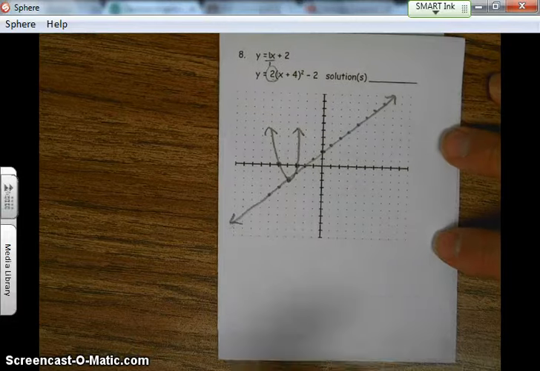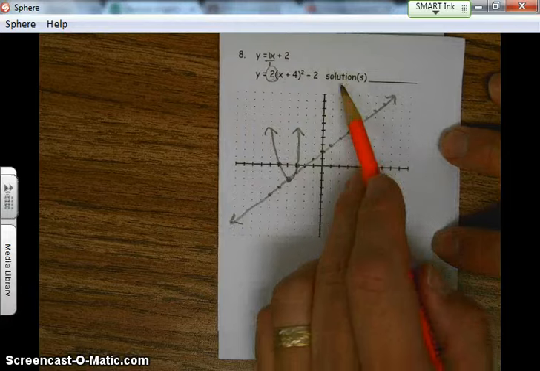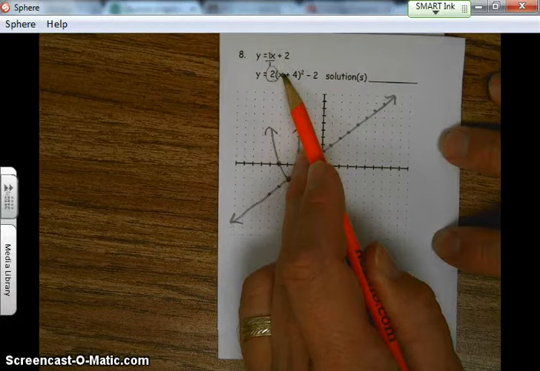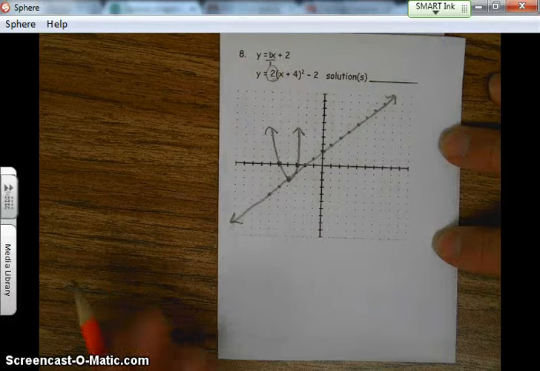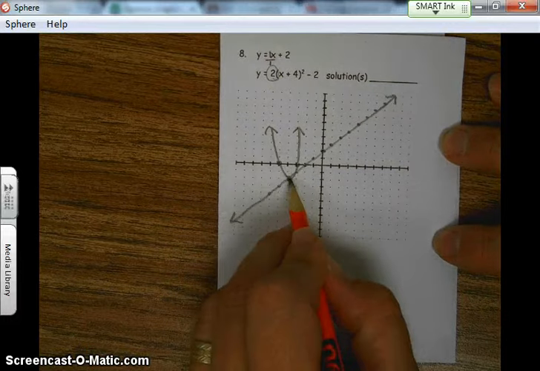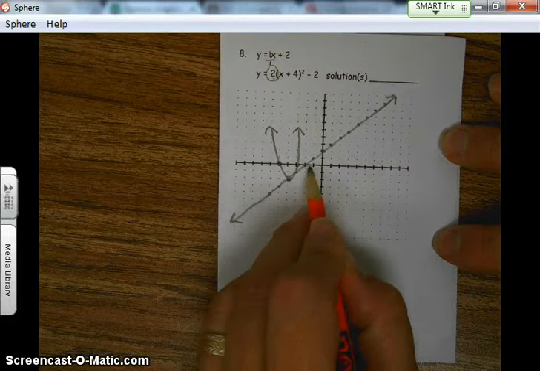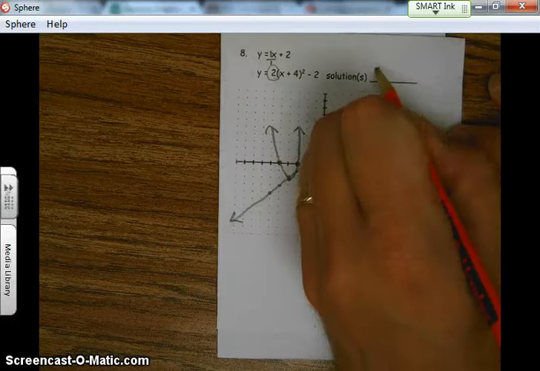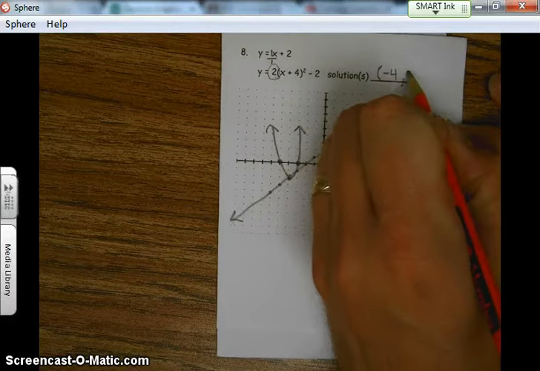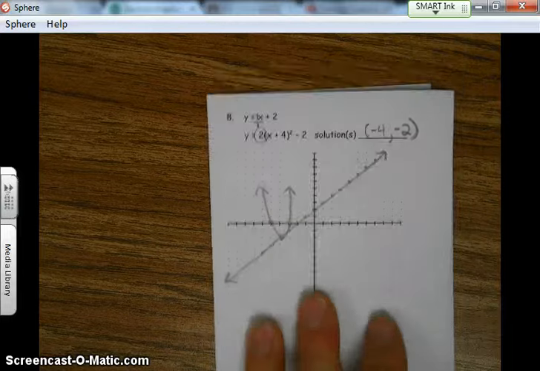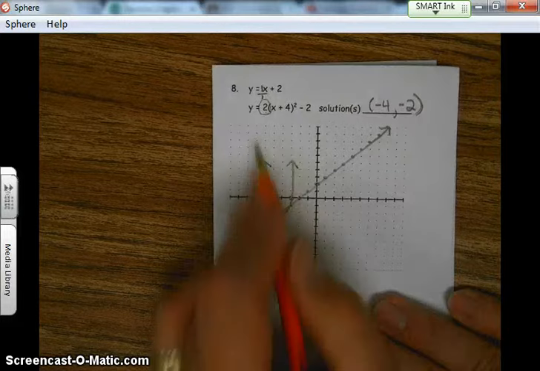Okay, and then very simply the solution to this system, remember a system is more than one equation, is where they intersect. So in this case, they're going to intersect at -4, -2. Okay, so in this case, there's only one intersection point.